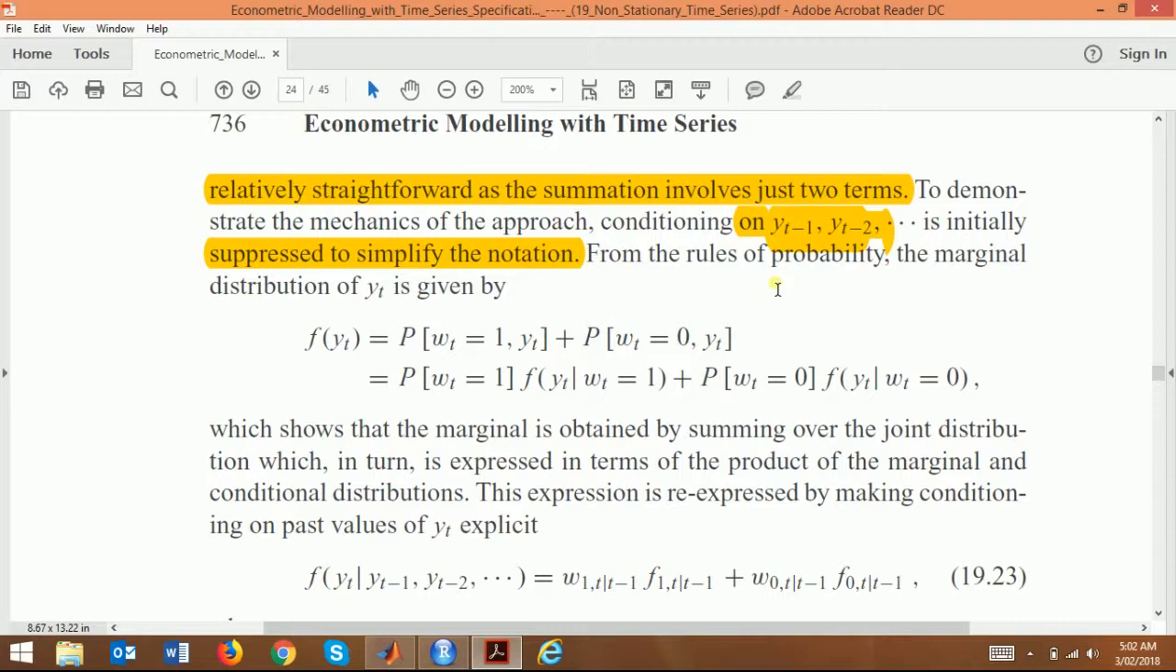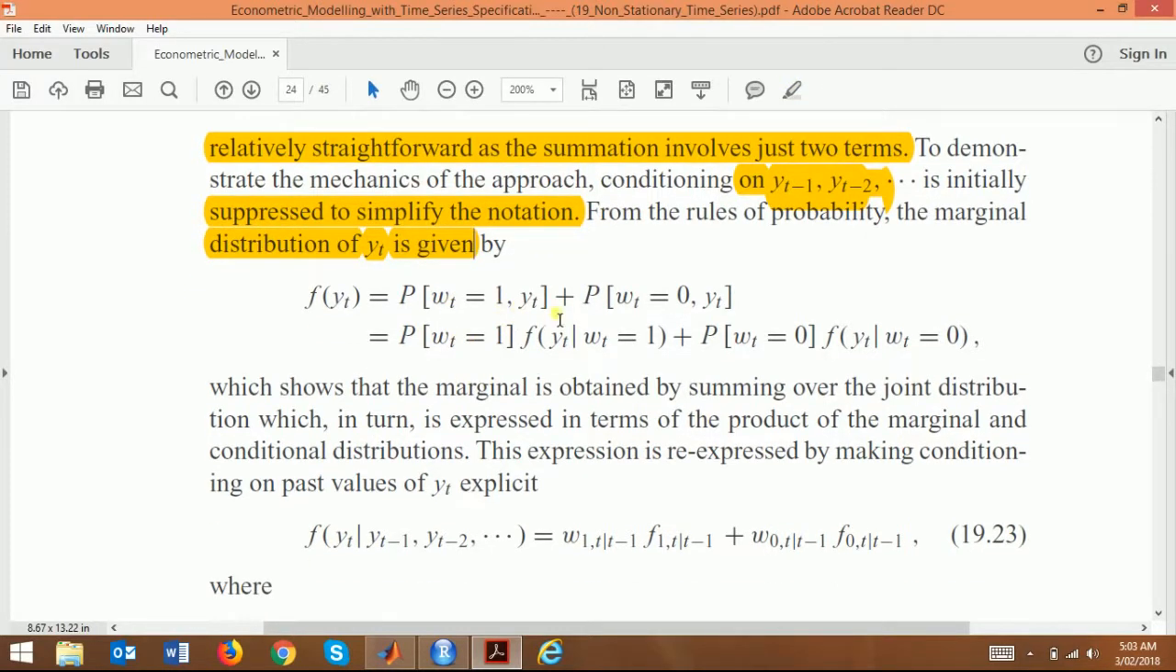From the rules of probability, the marginal distribution is now, well, omega t. So we are suppressing the lags and rewriting the previous probabilities p and q. We are summing p and q in this as a function of yt. When we sum p and q, how do we express them? Basically, this is a function of y conditional upon omega t, for different binaries, for 1 and for 0. That's all.